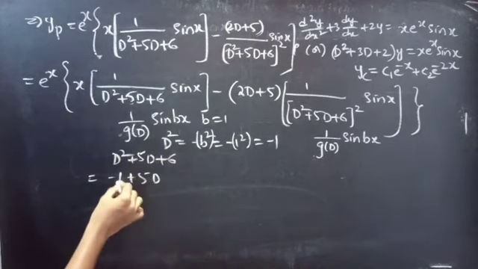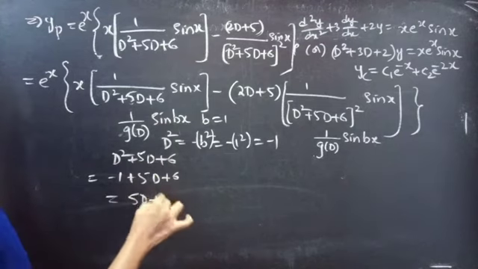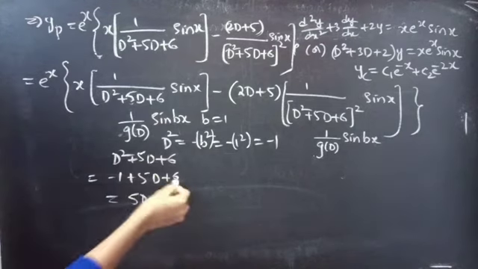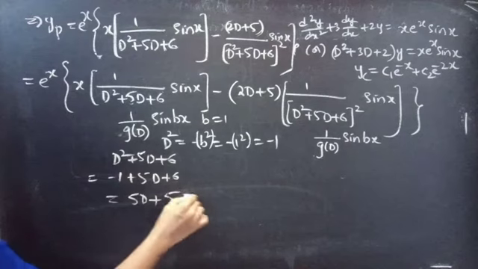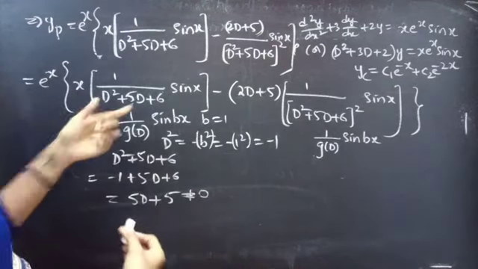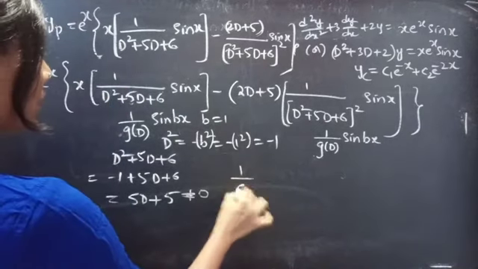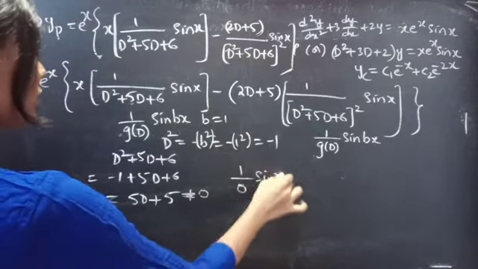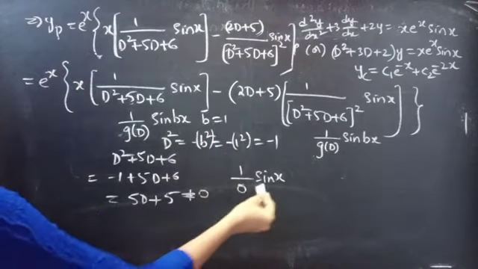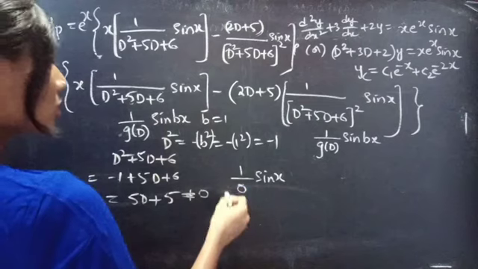If we replace d square by minus 1, we'll get 5d plus 5. 6 minus 1 is 5, which is a non-zero term. If we get a zero term, I mean the denominator becomes 0, then we'll get the term under brackets as 1 by 0 into sin x. We know that 1 by 0 is undefined, so the total term becomes undefined.